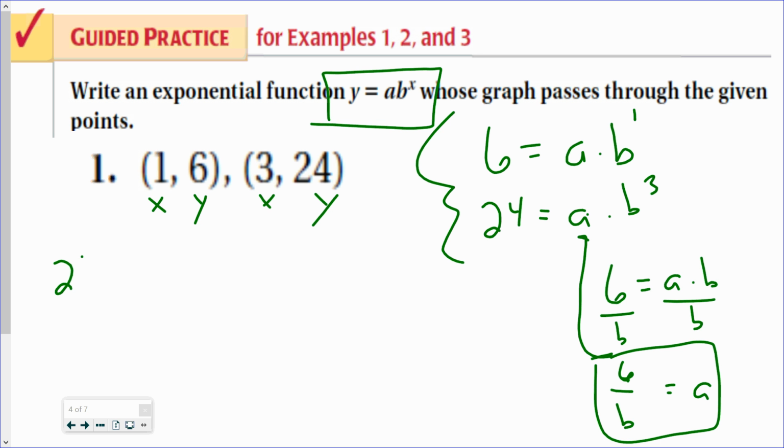Now I'm going to go to equation number 2 and put 6 over b in for a. So it'll be 24 equals 6 over b times b to the third. Same deal, bigger minus smaller. Put your answer where the bigger lived. Would be a b squared in the numerator.